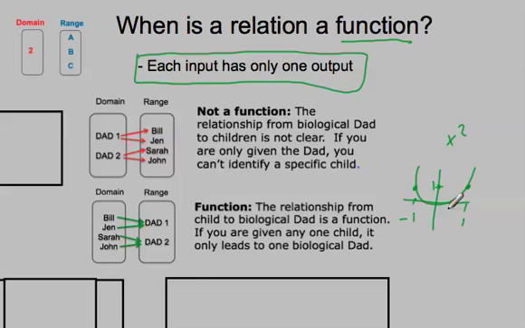Even though I can start at two different places and end up at the same location, there's only one output. If I go to -1, the answer has to be 1. If I go to 1, the answer has to be 1. So there's no confusion when I start with the x value, what y value I'm coming out at.